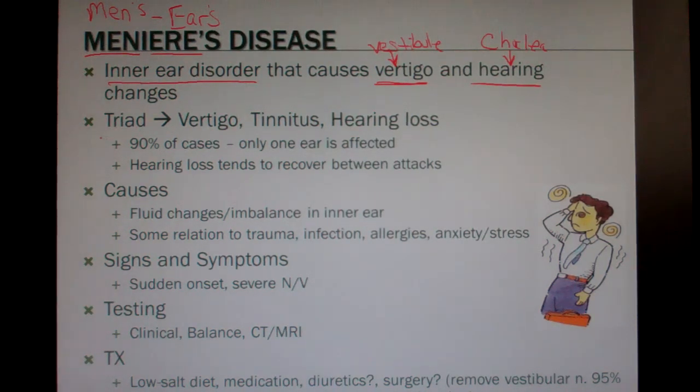Now anytime you see a triad of something, that means that you have to have all 3 of them. You have to have vertigo, in this case tinnitus, and hearing loss to have it called Meniere's disease. If you have vertigo, you just have vertigo. You're dizzy. If you have ringing in the ears, they call it tinnitus. If you have ringing in the ears along with a hearing loss and vertigo, then that's the triad you need to say this person has Meniere's disease.